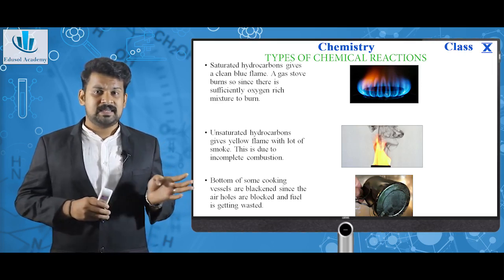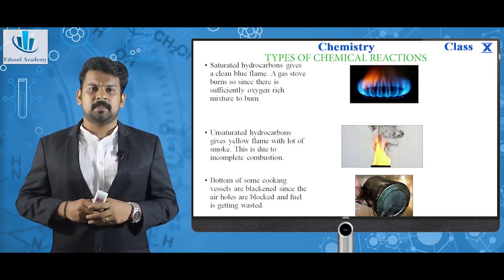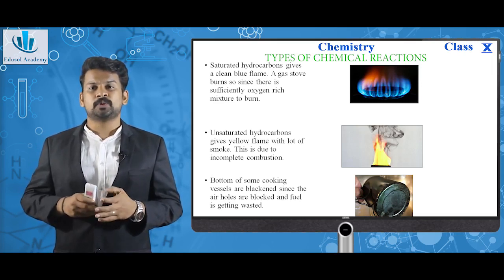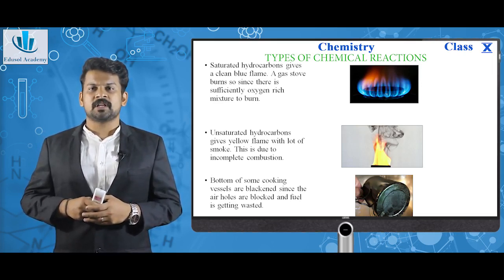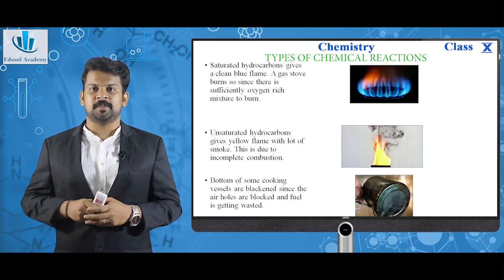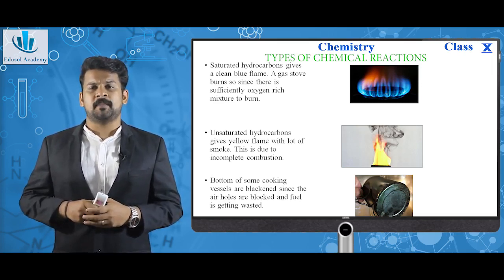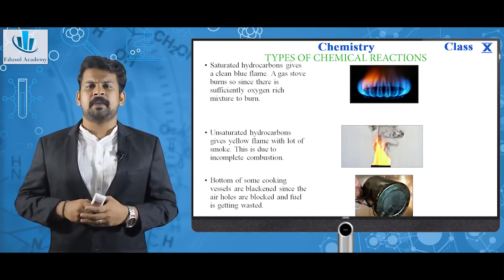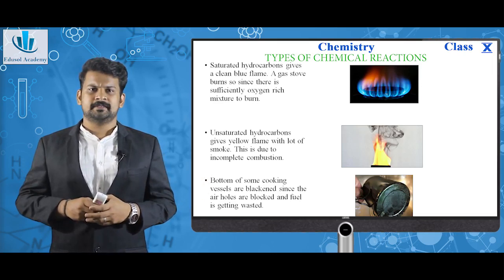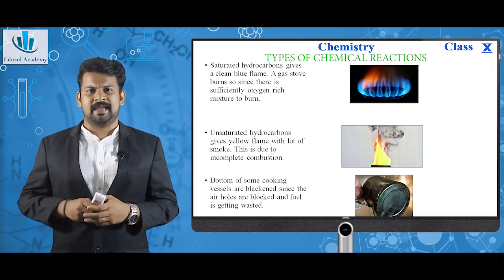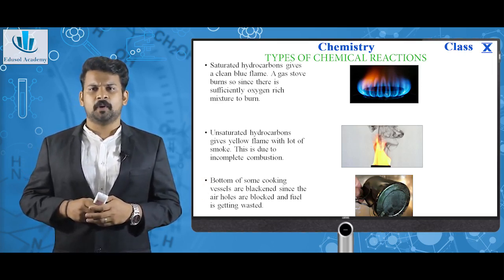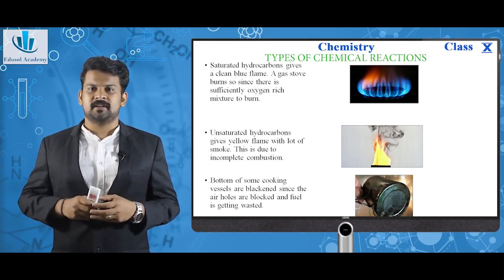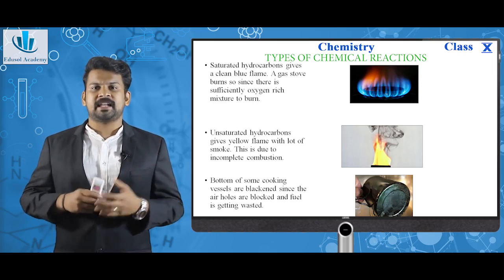But as you can see again, unsaturated hydrocarbons give a yellow flame with a lot of smoke. This is also called a sooty flame. This occurs due to incomplete combustion, which means there is not a sufficient amount of oxygen here. The next picture you can see is the blackening of the bottom of a vessel. This is due to the air holes being blocked and the fuel getting wasted. The amount of fuel is really wasted and it is blocked there and the blackening occurs.